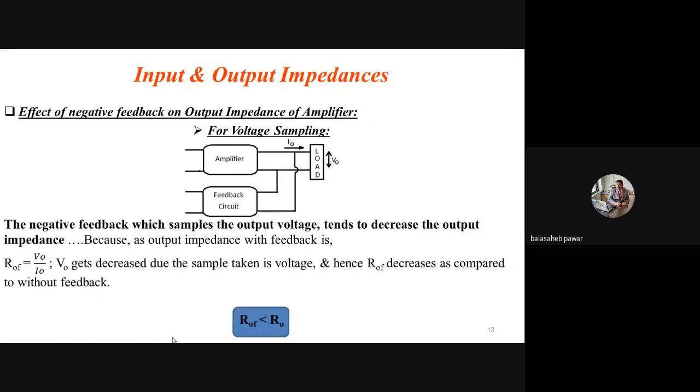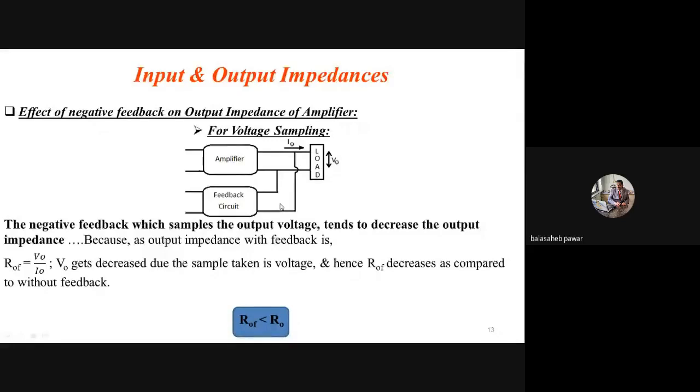We are doing the sampling process right now. Again, there are two types of sampling that we already studied, and that is nothing but voltage sampling and current sampling. So first case, if there is a voltage type of sampling, then what will be the effect on output impedance, right? Before going to that, just note down two terms, that is output current and output voltage.